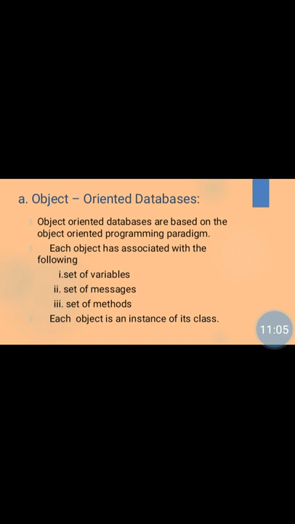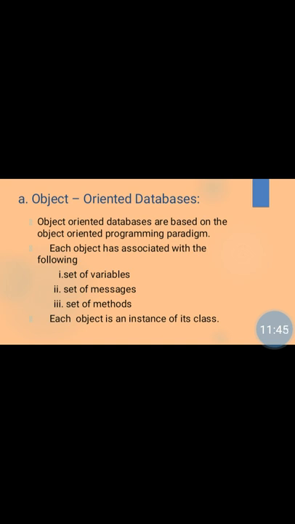Next is object oriented databases. Object oriented databases are based on the object oriented programming paradigm. Each entity is considered as an object. Each object is associated with a set of variables, a set of messages, and a set of methods. These are the contents of the object: variables, messages, and methods. Each object is an instance of its class. So these are called object oriented databases.